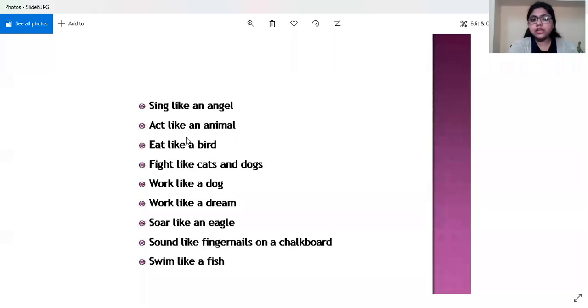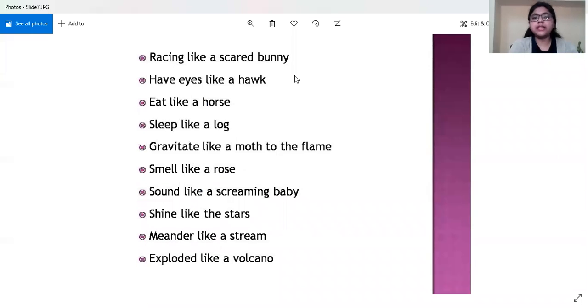Sing like an angel, act like an animal, eat like a bird, work like a dog, work like a dream, swim like a fish, race like a scared bunny, eat like a horse, smell like a rose, right? Meander like a stream, explode like a volcano. So, like this, we use the word like in order to compare two things.